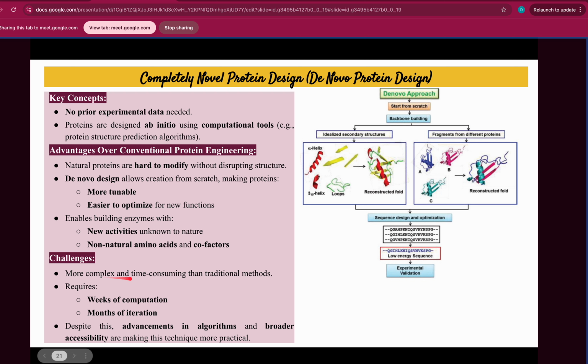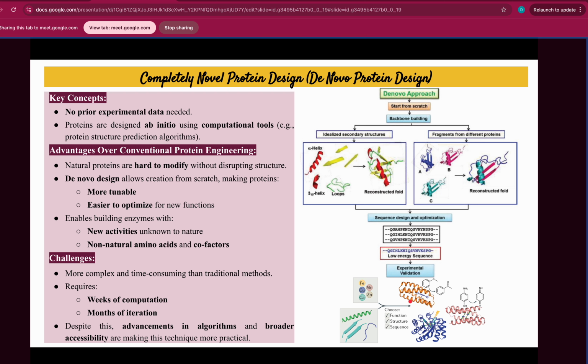But the challenge is that it is complex, because we do not have any information. It's not always guaranteed that the protein fold which you obtain in the end will be better, or could be optimized, or will be functional in experimental scenarios as well. So there are many challenges associated with it, and it will also take a lot of time and months of iterations. Despite advancements in algorithms, it is a time consuming process. Although it will help you to design novel proteins, it is not always guaranteed that what you are thinking in your mind will work out or not.